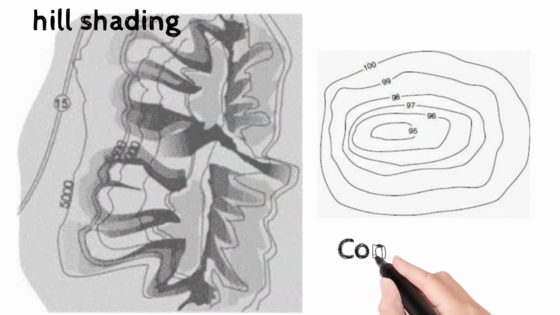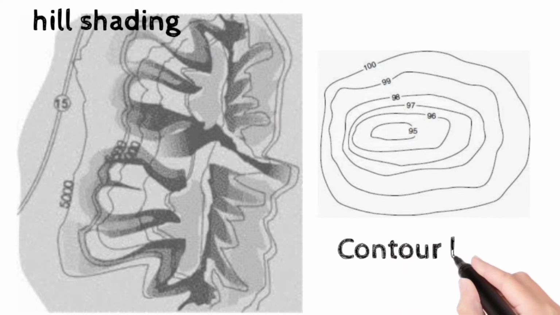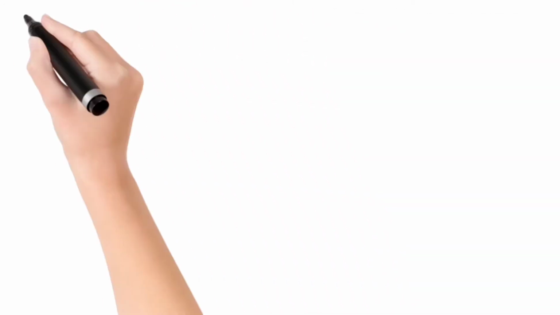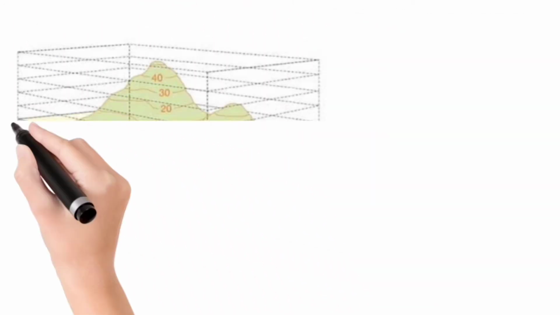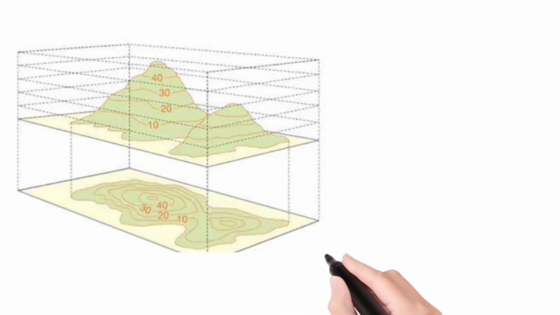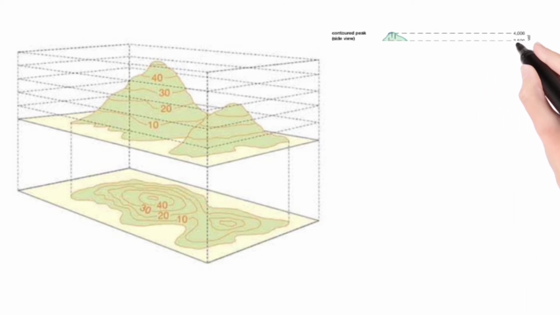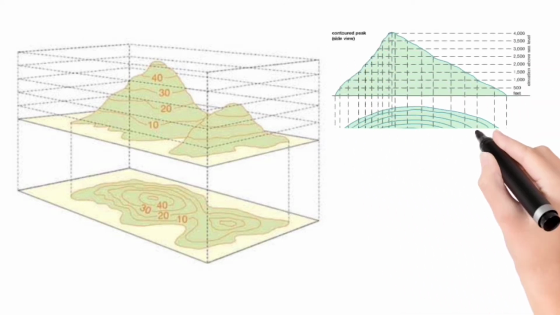The fourth technique is contour line, which is used to show the slope and height of the land. Now let's discuss this in detail. Although all three techniques before contour give a general idea of relief of the country, they don't give any idea about the actual height of the place.